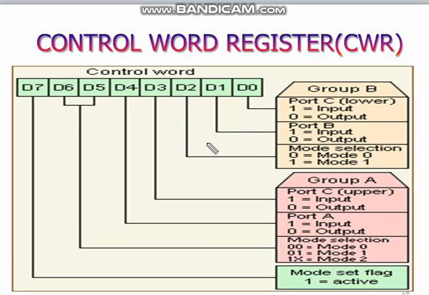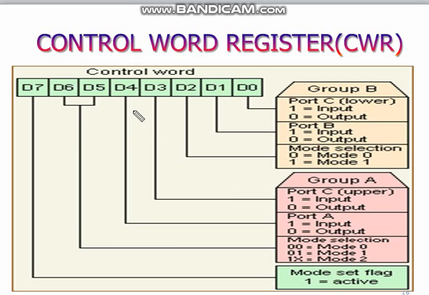Next one is D2. It is the mode selection for group B. So D0, D1 and D2 act on group B. For mode selection, when you enter 0, mode 0 will be selected. When you enter 1, mode 1 will be selected. Similarly, the rest of the pins D3, D4, D5 and D6 are used for group A. D3 decides your port C upper. When I enter 1, port C upper will be acting as input. When I enter 0, port C upper will be acting as output.